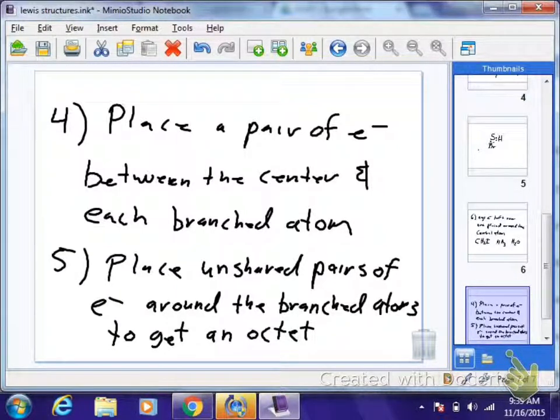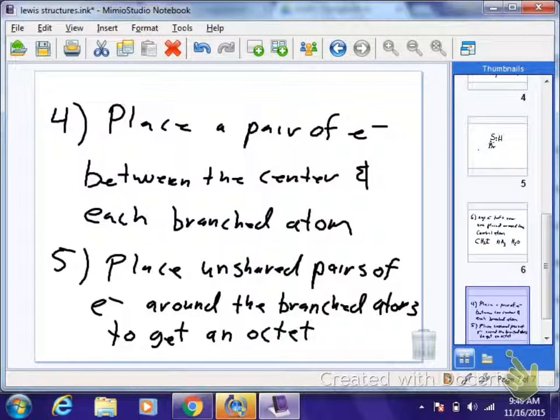And step 5 will allow us to start getting some more of those electrons involved. So step 4 says go ahead and place those pairs in between and make sure you keep track of it. I've got 4, and so now I've got 10 left I've got to show. Number 5, around the branched atoms, you're going to place unshared pairs of electrons to get an octet. So every branched atom gets its octet before the center gets its electrons. Don't ever put any electrons on the center other than what you have bonded in until the very end.